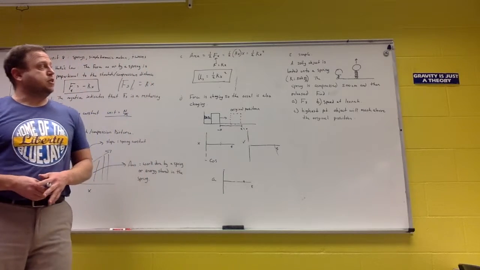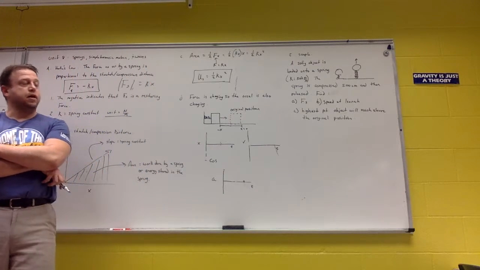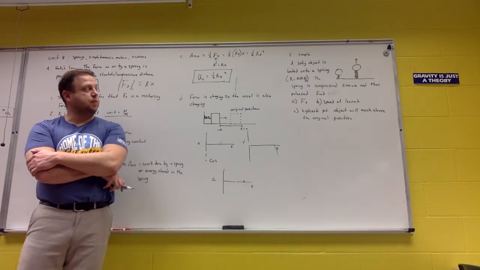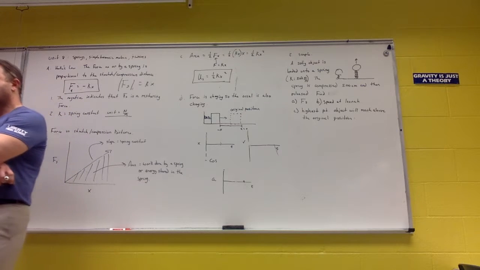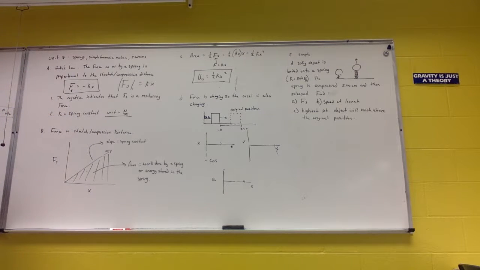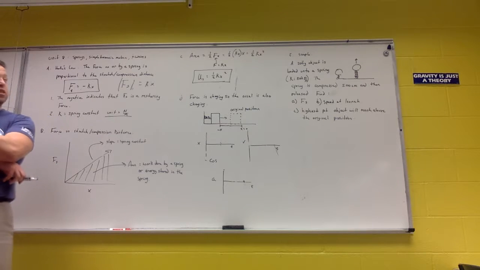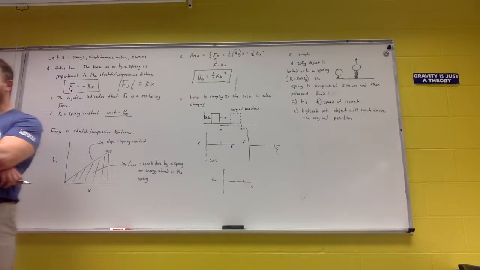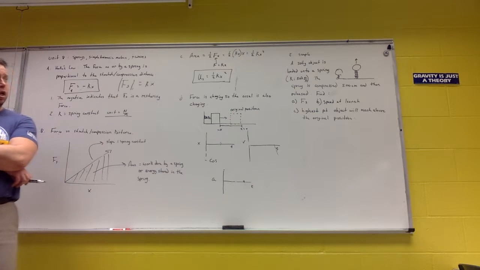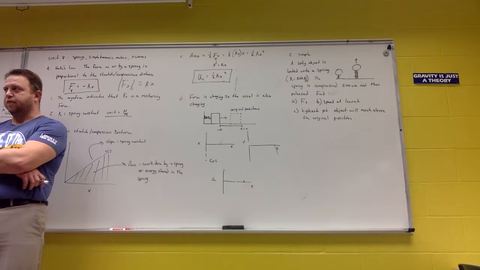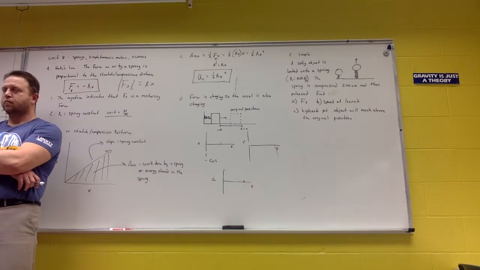We have a 200 gram object that's loaded onto a spring that has a spring constant of 500 newtons per meter. The spring's compressed 5 centimeters and then released. I want the force of the spring initially. I want the speed at the launch point, and that one's not as easy as we think it is. And I want the highest point the object will reach above the original position of the object. Okay.